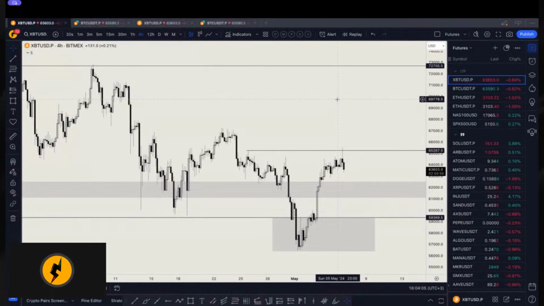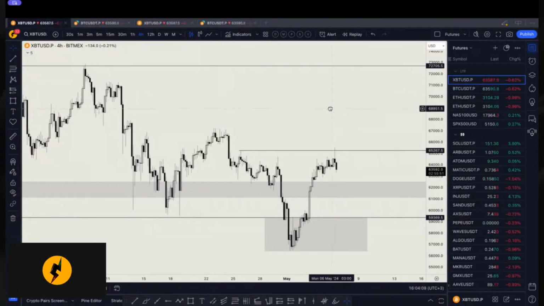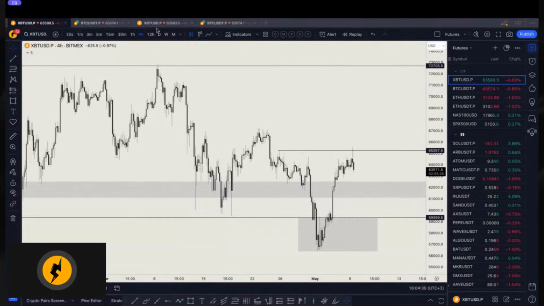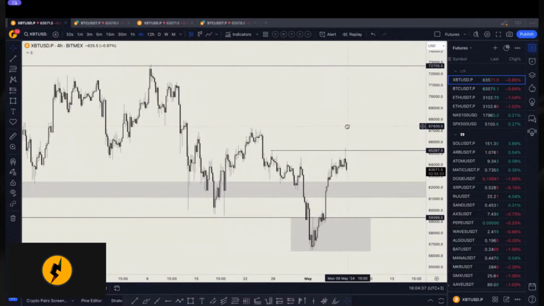Today's stream, we are going to have a quick market review, and then I want to talk about low time frame triggers. It's something that I know a lot of people struggle with, and we are going to talk about my models and strategies to get low time frame triggers. So let's start with our market review on Bitcoin.